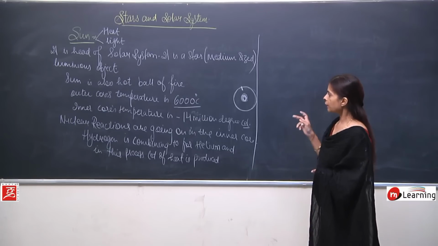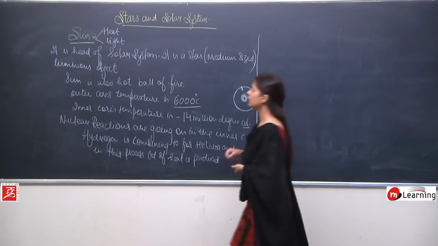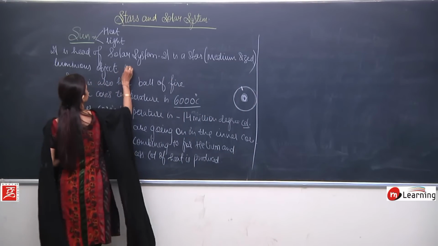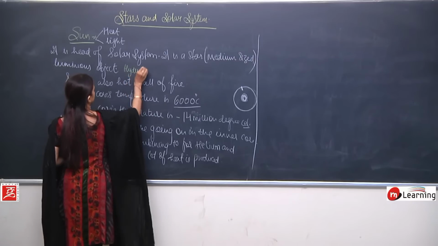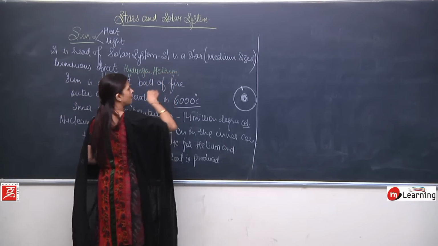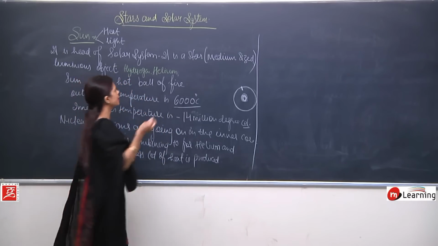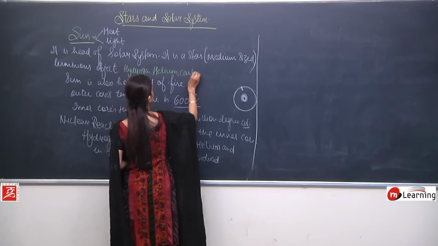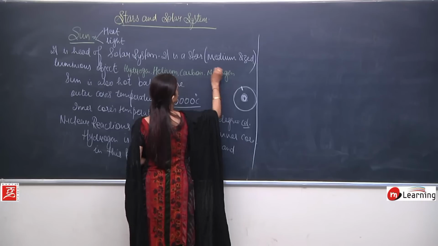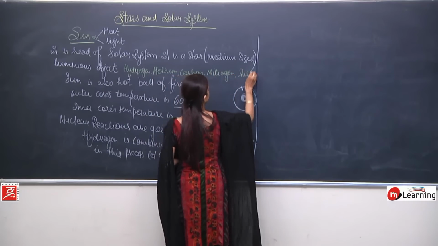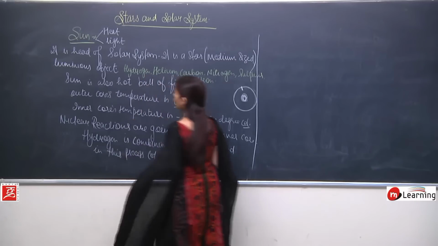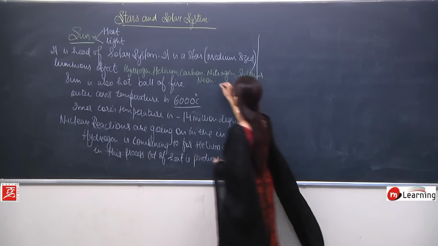Now if we talk about the composition of the sun, what all is present in the sun? We know that hydrogen is present, helium is present. Apart from this, what else is there? Carbon is present, nitrogen is present, sulfur is present, neon is present. Even iron is present.